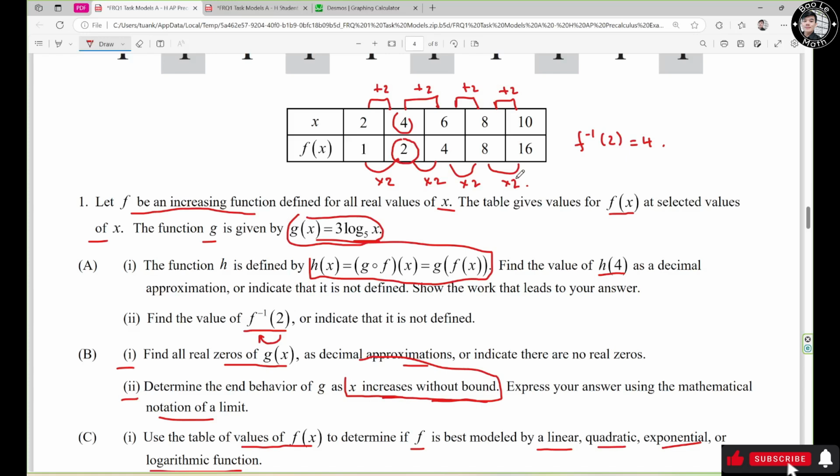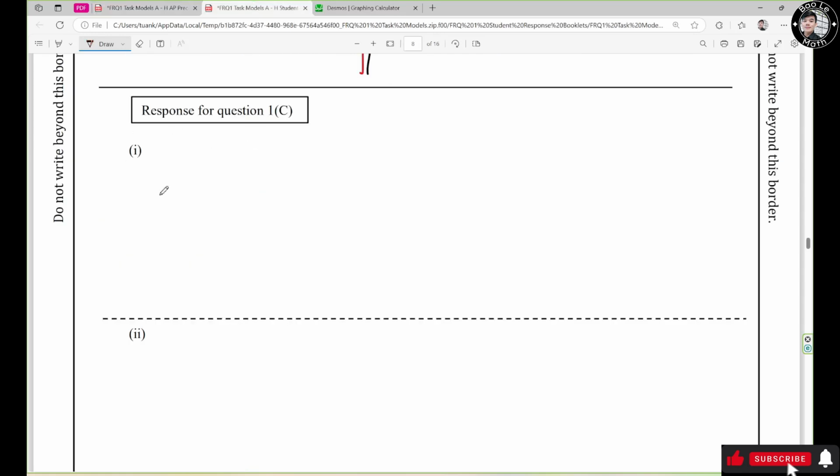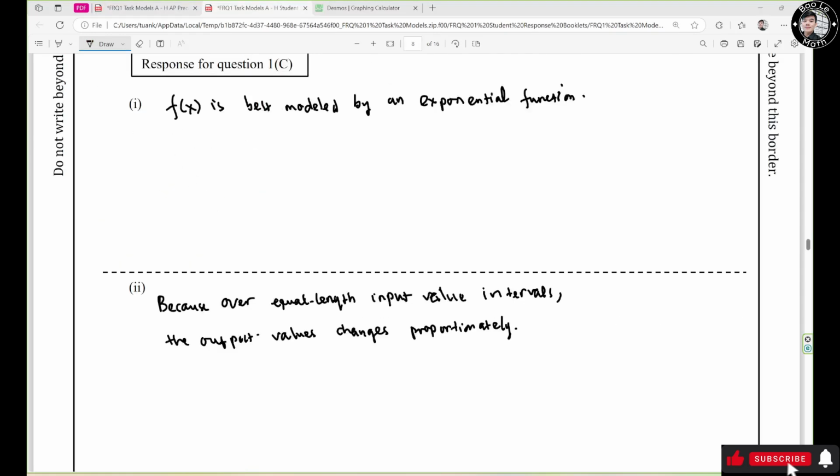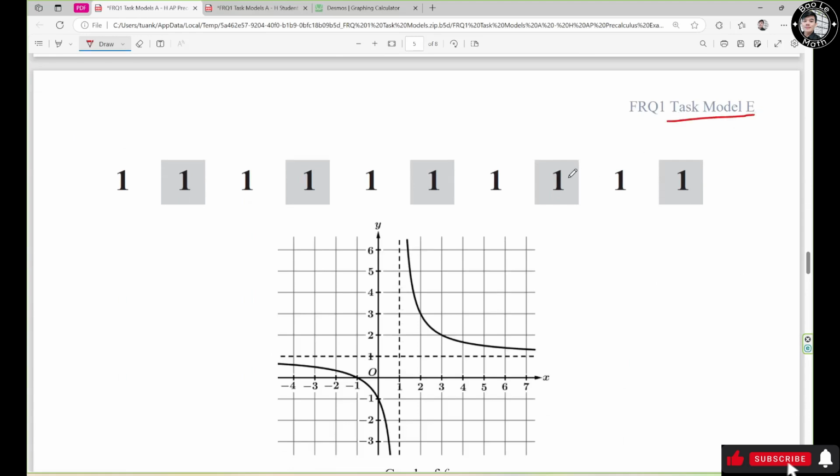Because the output values of an exponential function change proportionately as the input values increase in equivalent intervals, right? So we need to write it over here. Alright, so keep in mind the exponential function and logarithmic function, they are inverses. This one right here.